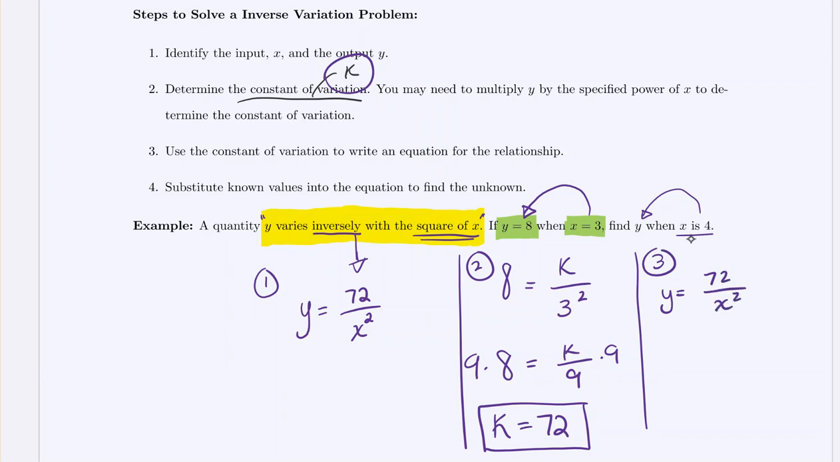And now, given an x value, we can find a y because notice the right side only has a single variable left. Whenever you've got a single variable on one side, you can substitute and find the remaining value. So we have y is equal to 72 divided by 4 squared. Typing this into our calculator, we would get y equals 4.5.